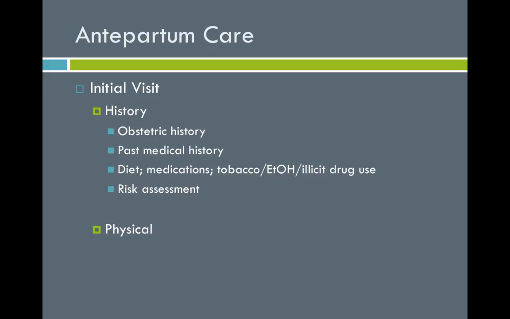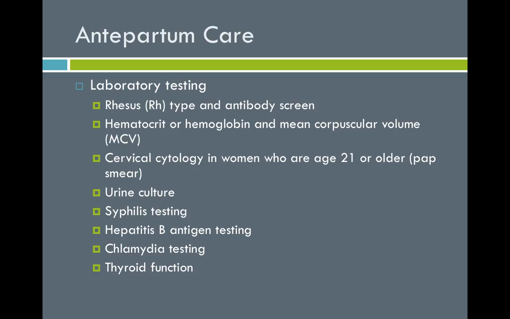Risk assessment refers to primarily safety in the home. Does the patient feel safe at home? Is there any domestic violence present? And then obviously we'll do a physical exam. A laboratory test done at this first visit is going to be an Rh type, an antibody screen, and this lets us know whether or not later on down the road we're going to need to administer RhoGAM.